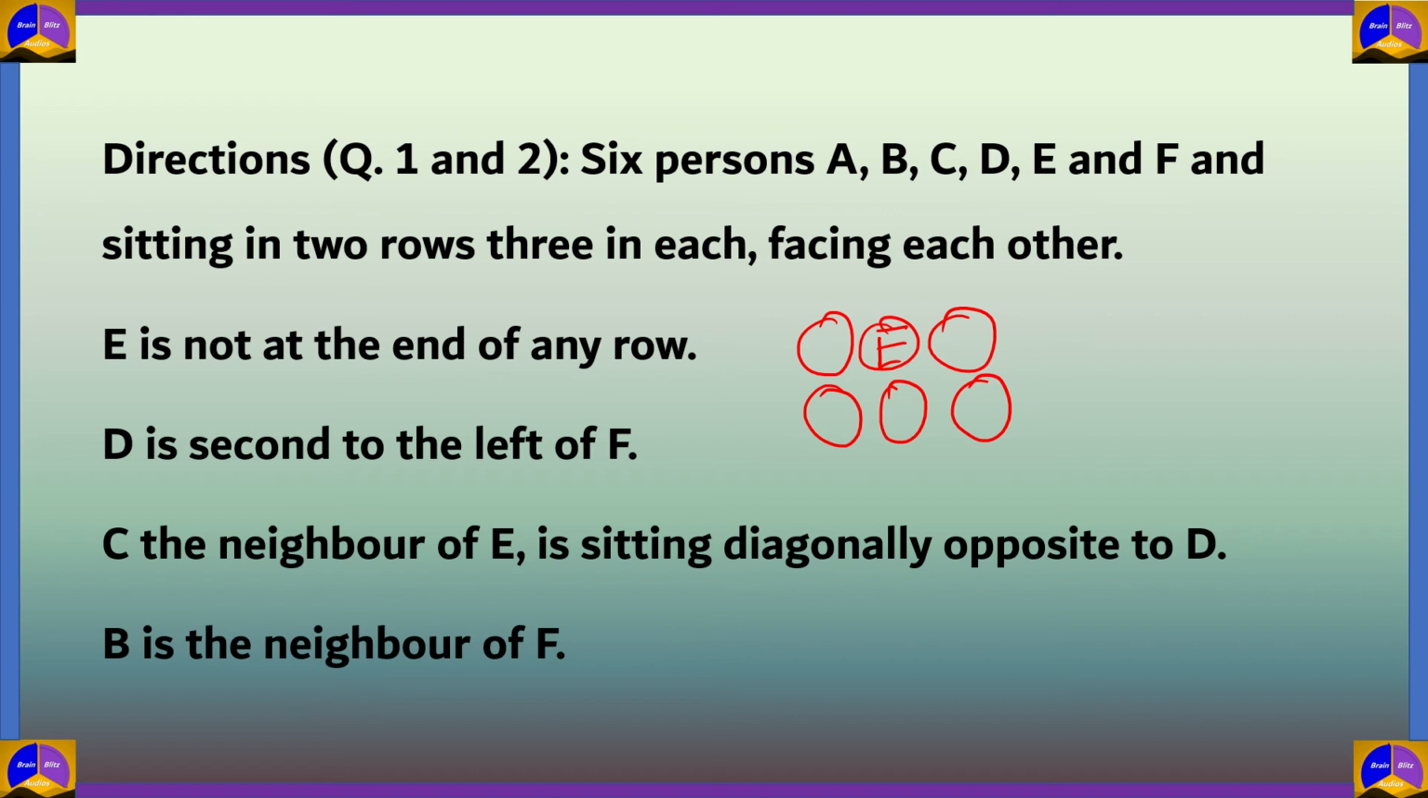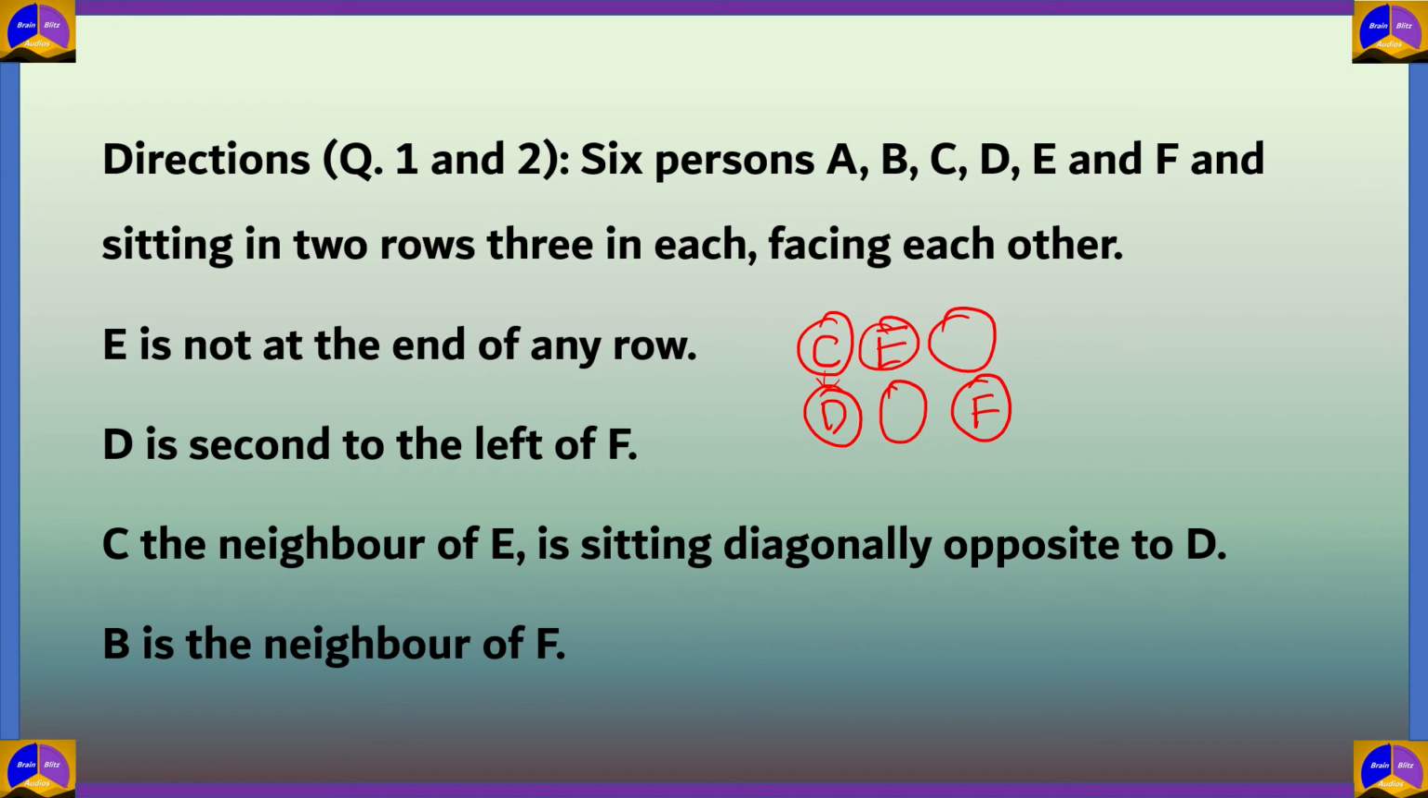Next point, C, the neighbor of E, is sitting diagonally opposite to D. So that means C and D are not in the same row. They are in opposite rows and C is the neighbor of E. So that means that D and F are not in a row with E. So D is the leftmost and F is the rightmost. And C is neighbor of E and sitting diagonally opposite to D. So C would be here.